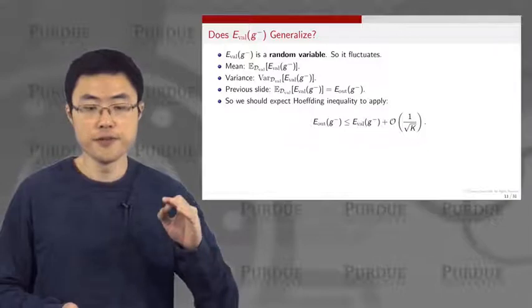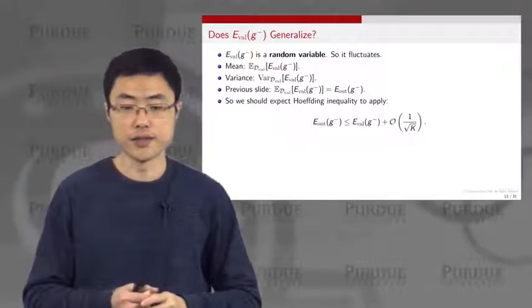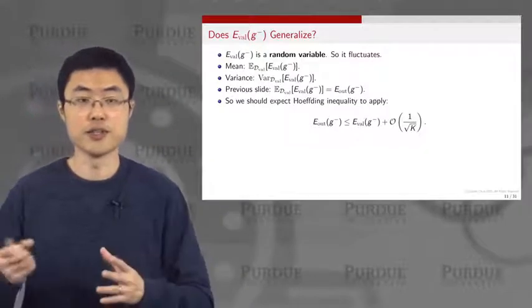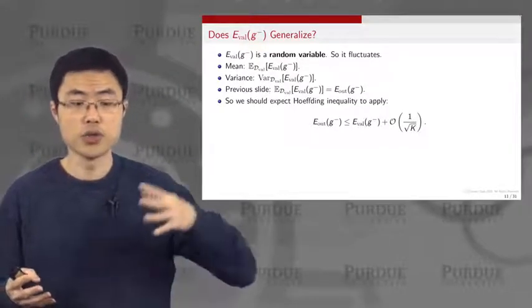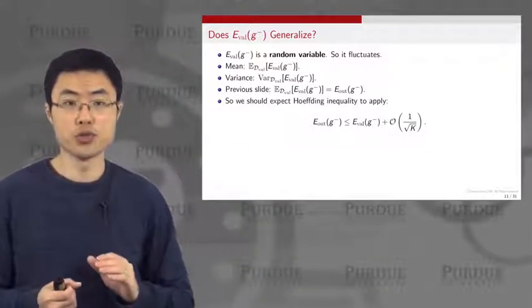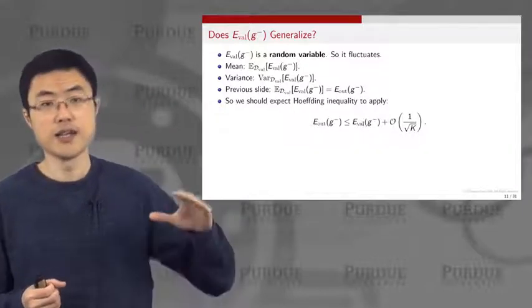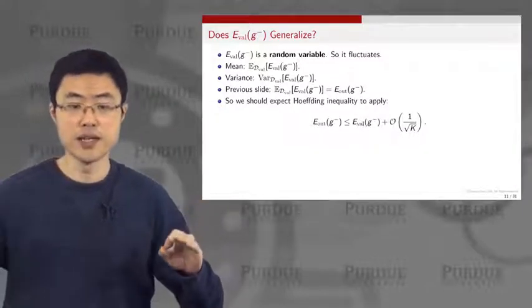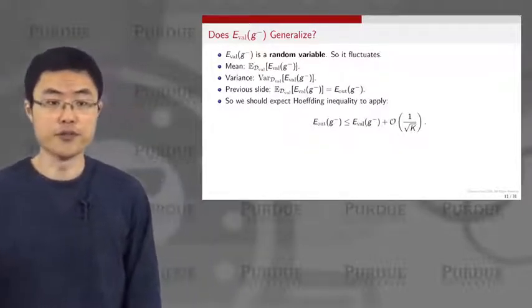Now, if the validation error has a lot of variation, then this is not good news, because then the validation will have too much fluctuation in the validation error, and that is not a good representation of your testing error. The equation that I'm showing you here is from the Hoeffding inequality point of view. It says that the out-of-sample error is upper bounded by the validation error plus 1 over the square root of k.